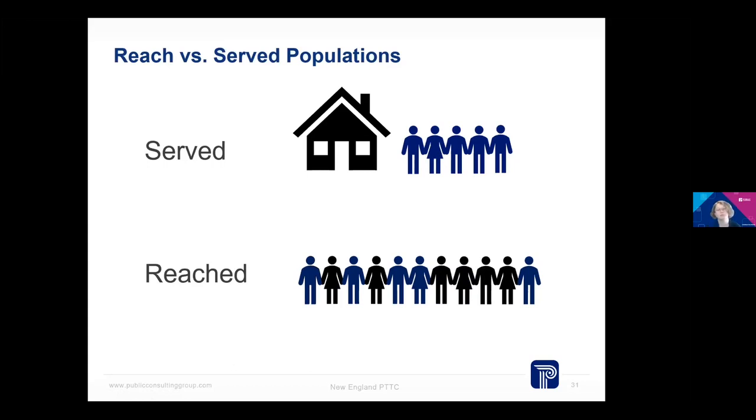So served is everybody who showed up at your door, everybody who attended my assembly, everybody who got stuff mailed home. Those are all served population. My reached population could be a little bit different. So that's based on the people that were impacted. So not everybody might have attended my Smarter Start assembly, but if their youth had the pamphlets mailed home, those youth might still be considered part of my reach population because their parents got the information and their parents are presumably talking to them.